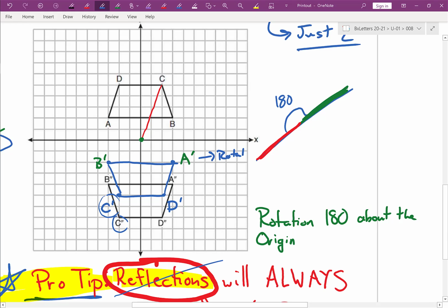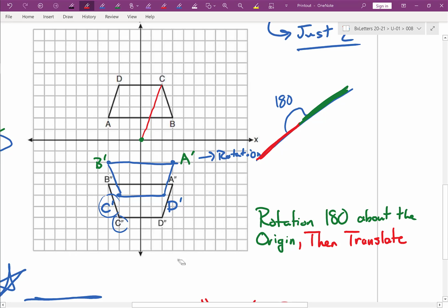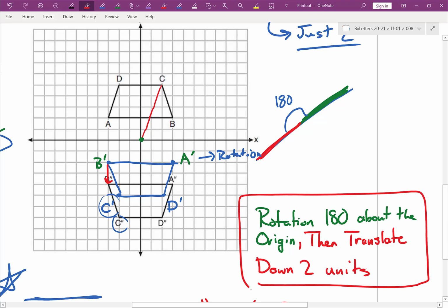That's that first prime. And then the second thing that happens, you would go rotation 180 about the origin, then translate, no, I'll delete this now. Translate, let's see, down 2 units, and that's it. Down 2 units. Boom. And that's my sequence. All right, when you rotate the shape 180 degrees, you get the blue shape, the single prime, and then to get to double prime, you take that first transformation and you do another one to it called the sequence. You go translate it down 2 units.